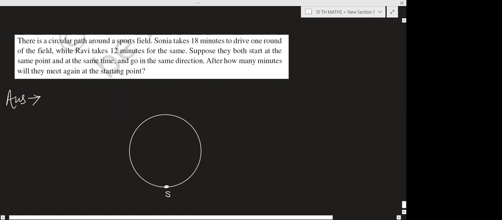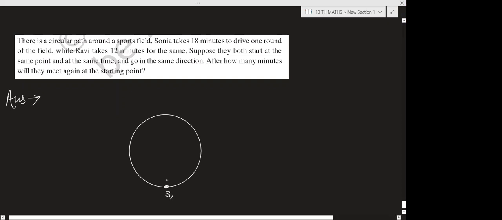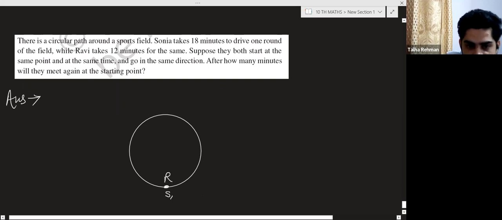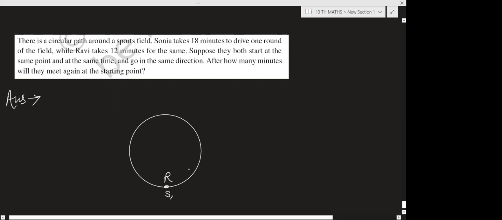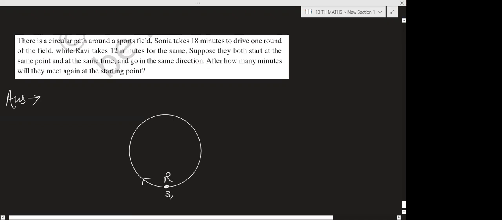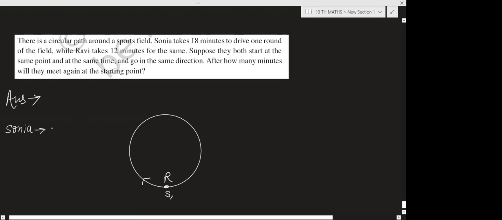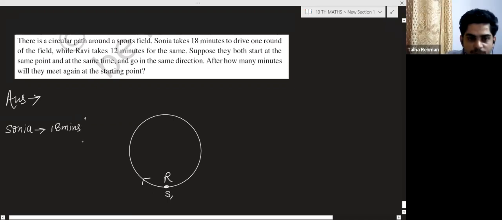Suppose they both start at the same point and at the same time. So Ravi started from here and Sonia also started from here, in their cars at the same time, and they go in the same direction. Like you can say they are going in this direction, or you can assume this direction also. So I can say Sonia takes 18 minutes to complete one round.